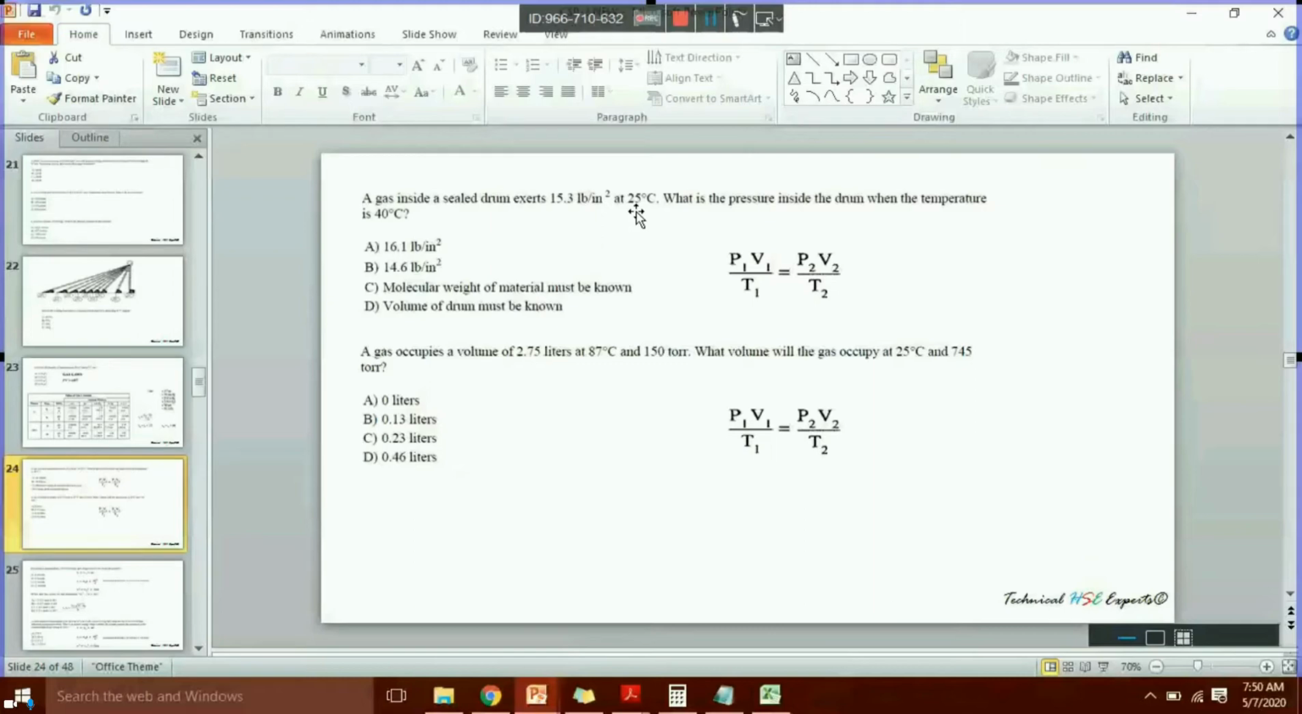Volume is constant. We normally call this as a which law? Do you remember, if you keep pressure constant, it is called Charles law. How do you know that this volume is constant? Because it is in a sealed drum. Even if the temperature changes, the pressure inside the drum will change, but the volume will be the same because it is not open to atmosphere.